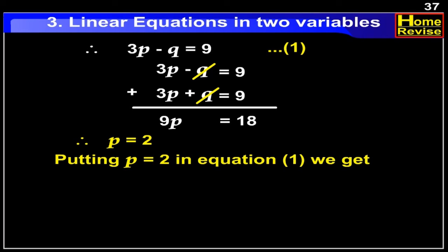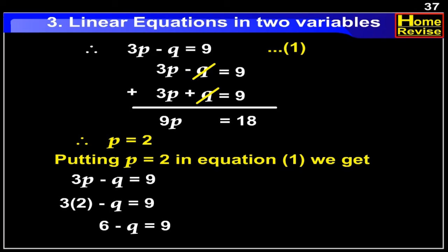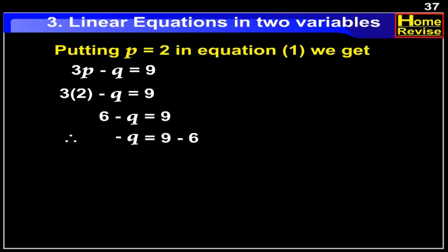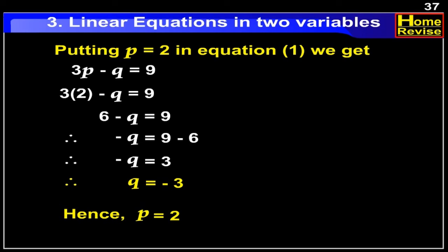Now putting the value of p in equation 1, we get 3p minus q is equal to 9. 3 into 2 minus q is equal to 9. 6 minus q is equal to 9. Therefore, minus q is equal to 9 minus 6. Therefore, minus q is equal to 3. Therefore, q is equal to minus 3. Hence, we have p is equal to 2 and q is equal to minus 3.